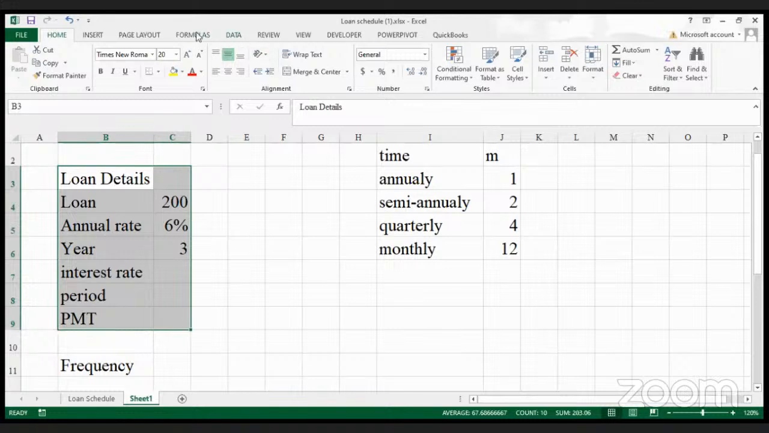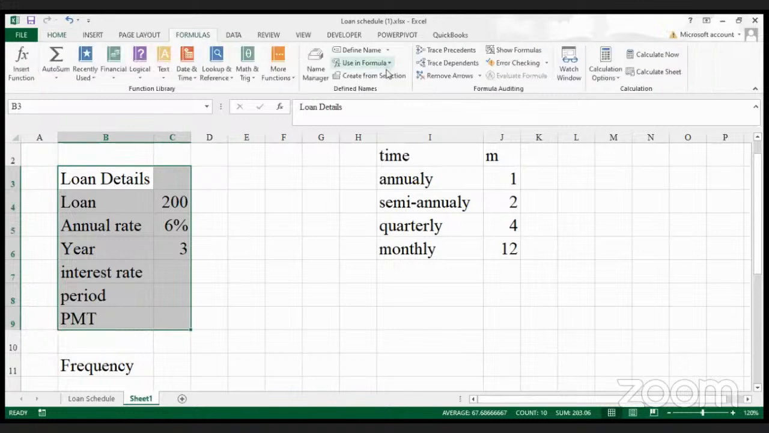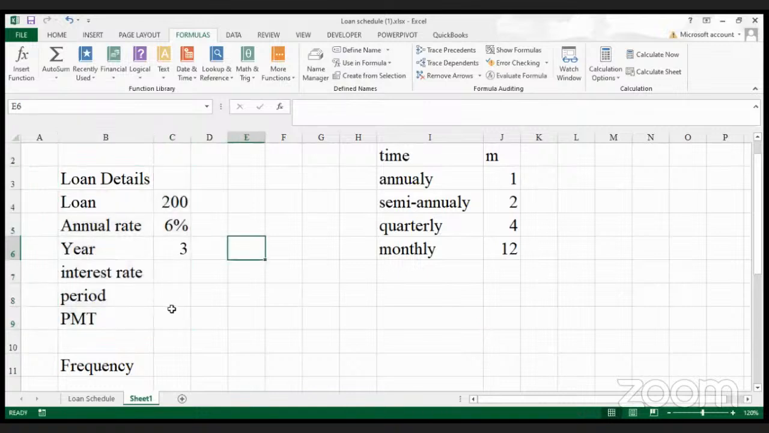So just go to Formulas, Create from Selection, then you want to do it using the left column. In doing so, you will be able to see that when we now place our cursor here, it is no longer called C9, but it is called PMT. Period the same, year the same, annual rate, loan, and loan details, though loan details is not part of that, but let's just have it that way.